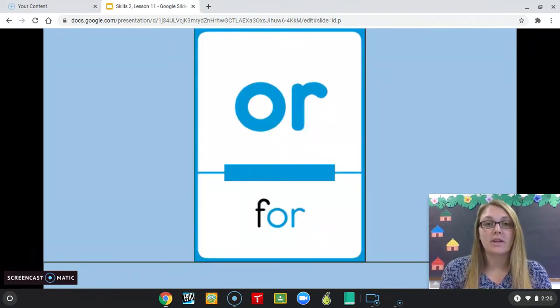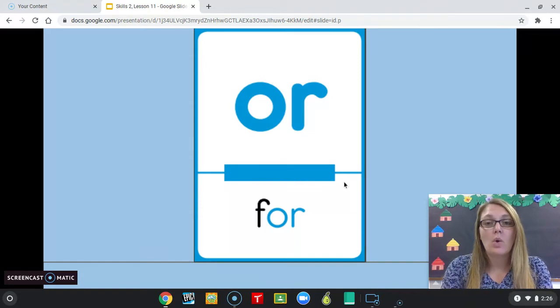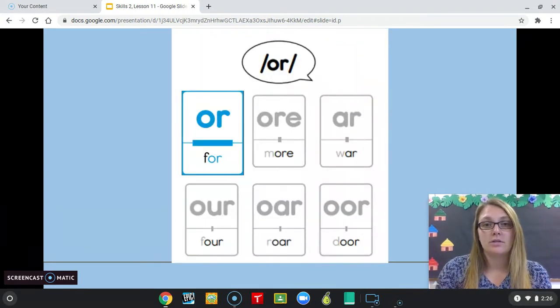Our other sound spelling is OR, like in the word for. O-R is a very common spelling for the OR sound. Notice that both of these were blue, so make sure you're adding them to your code chart. Here's our OR.